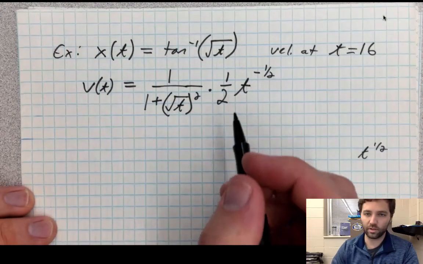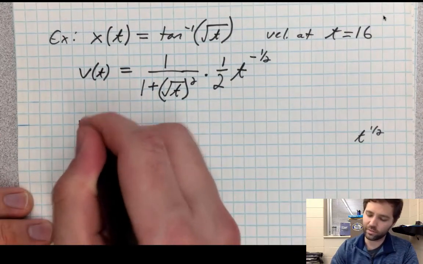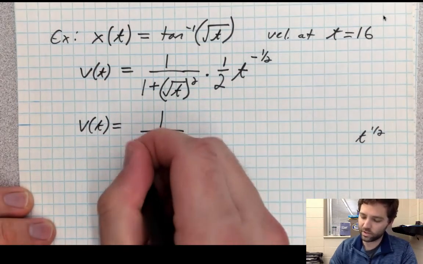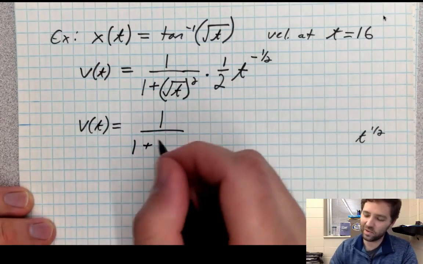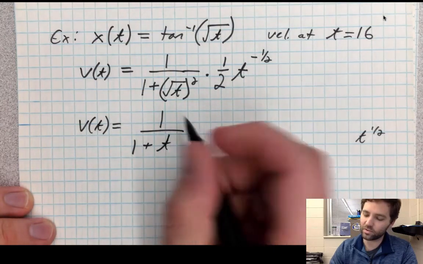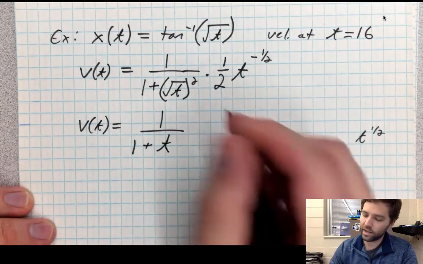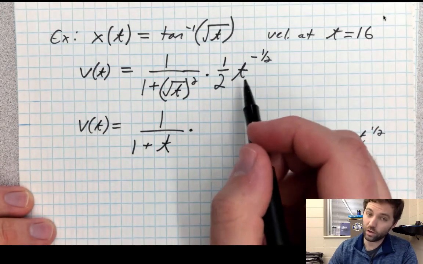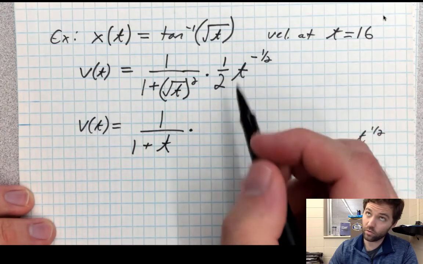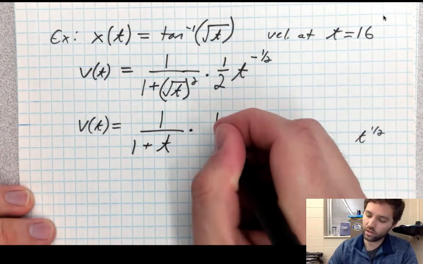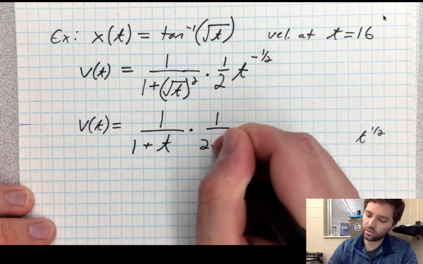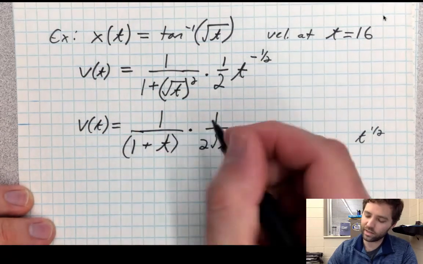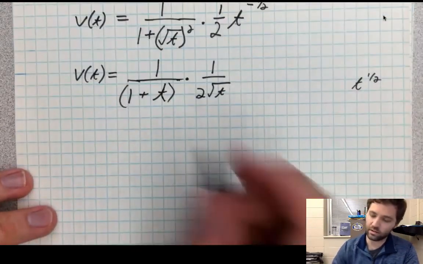I'm going to clean that up before I plug in 16. You could do it right now, but I think you have to clean it up anyway, or most of you probably will, or I want to. So what I get here is 1 plus t, since square root squared is just t, and then times t to the negative 1/2. That's the same as 1 over t to the 1/2, which is 1 over the square root of t. So I've got 1 over 2 square root of t. You can combine these together if you want, but I think this is good enough. We're going to plug in 16 now.